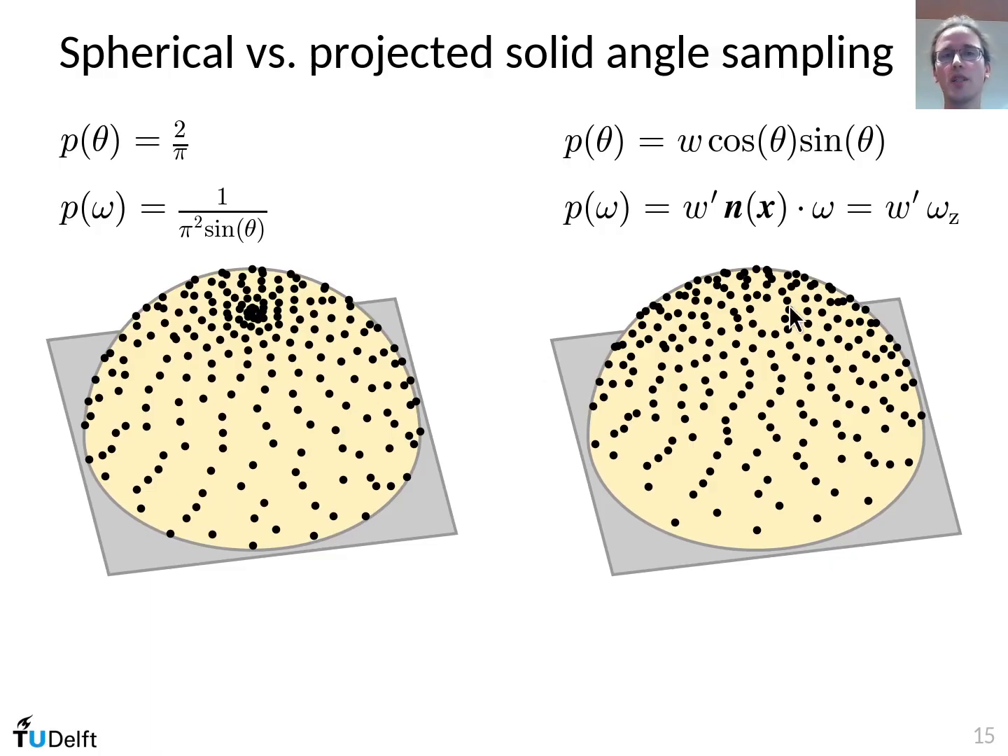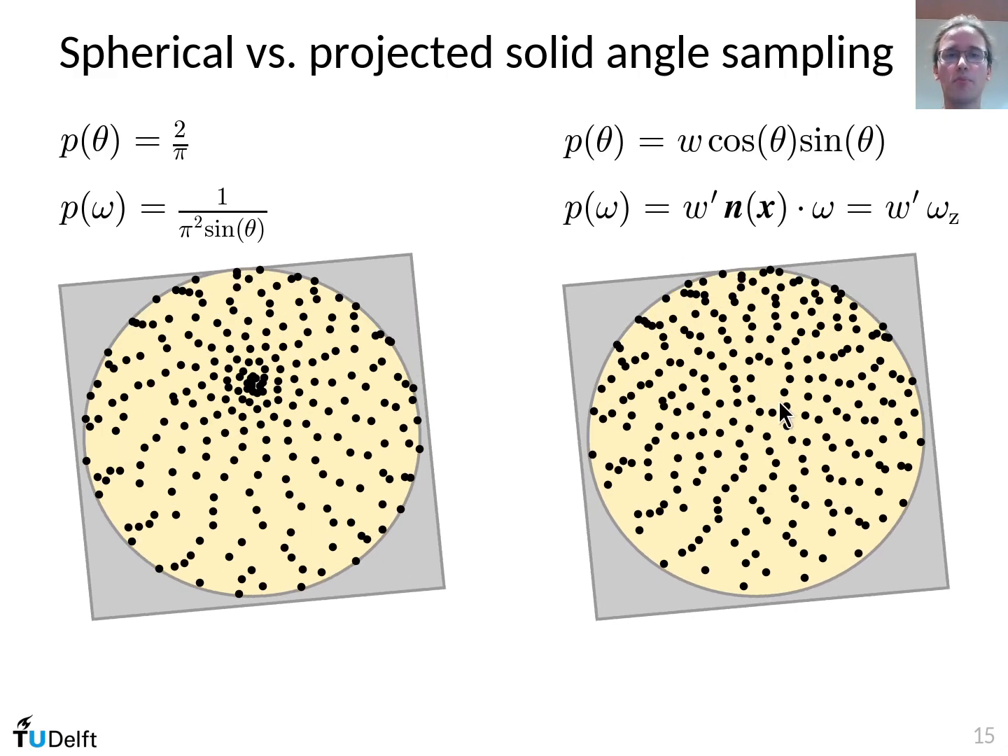Now what we want to do is to use so-called projected solid angle sampling. That means that we sample proportional to this geometry term with a factor of proportionality or normalization factor W prime that has yet to be determined. And in terms of theta, that means that we are sampling proportional to sine of theta and cosine of theta. Cosine of theta because that corresponds to the geometry term, and sine of theta because we have to compensate for the distortion that we get when we are using spherical coordinates.